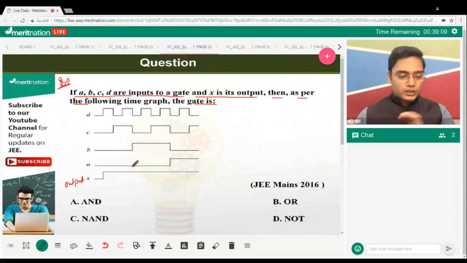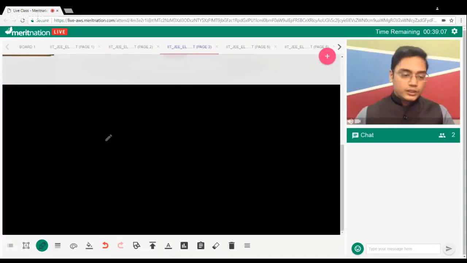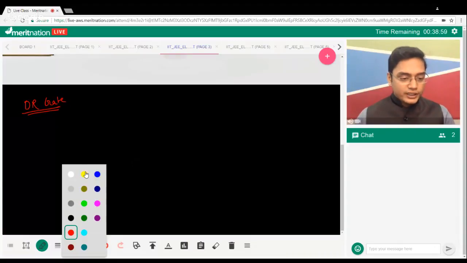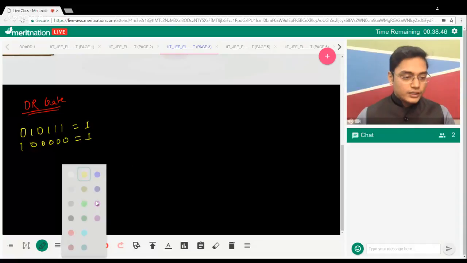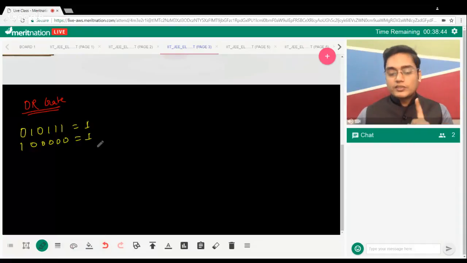So you should know their truth tables. If I'm saying OR gate, as the name suggests, OR means if we get any one, like 1 0 1 0 or 1 1, the output is 1, and even for 1 0 0 0 0 0, it will still be 1. So what is the property of the OR gate? Whenever any one input is 1, the output will be 1.